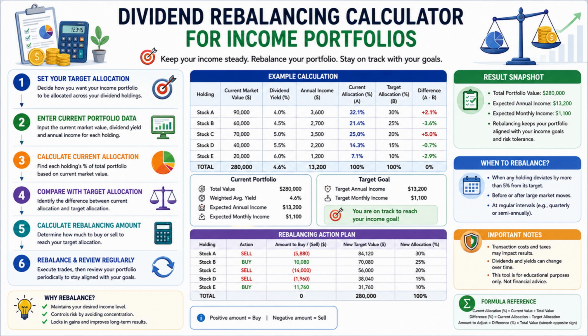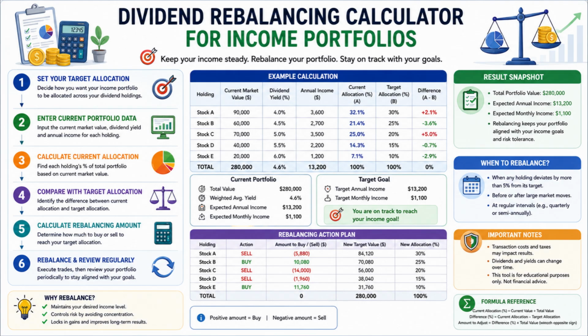In this video, we will discuss the Dividend Rebalancing Calculator for income portfolios. To begin, dividend rebalancing is a process that helps investors keep their income portfolio aligned with their target allocation, income goals, and risk tolerance. Instead of allowing one stock or sector to become too large, rebalancing helps maintain a more balanced and steady dividend strategy.